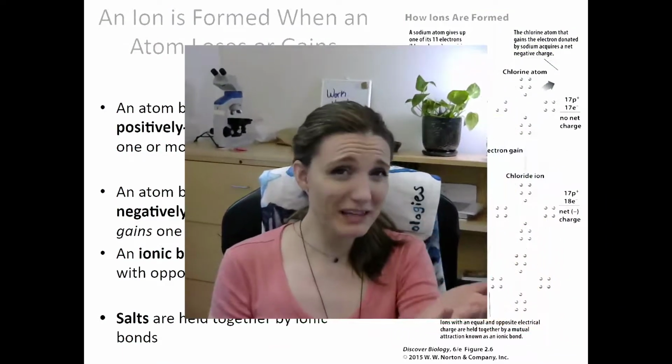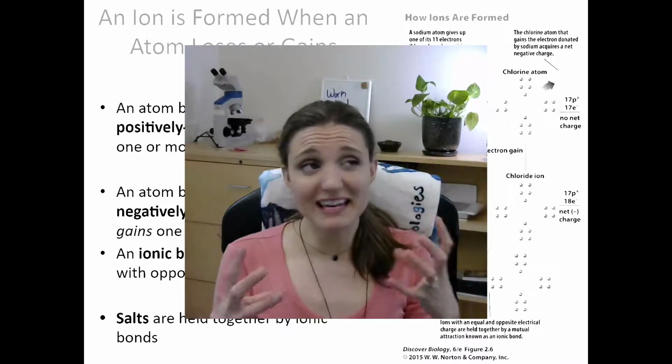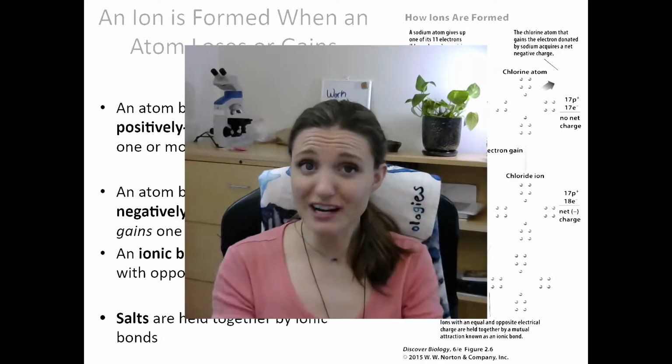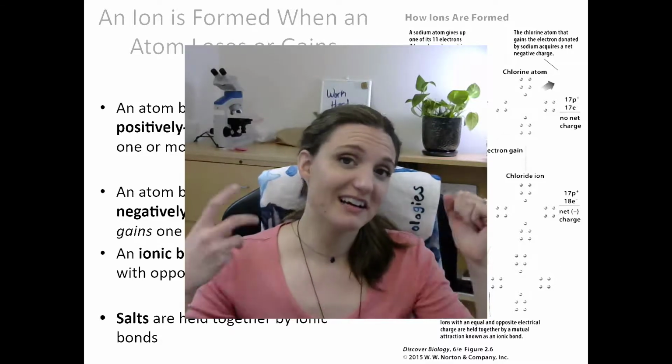So again, we have our covalent bond and we have an ionic bond, and really all that's happening is the interaction of the outermost electrons on an atom. If they're being shared, it's a covalent bond. If those electrons are moving from one atom to another, it's an ionic bond.